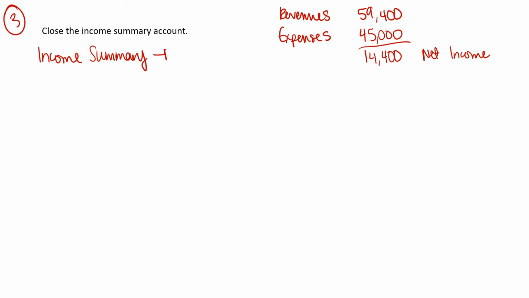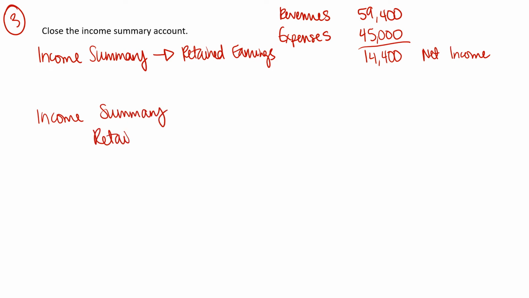So now in order to close income summary to retained earnings, we will debit income summary and credit retained earnings. And effectively what this is doing is adding the net income for the year to the company's retained earnings. And so that amount is $14,400.